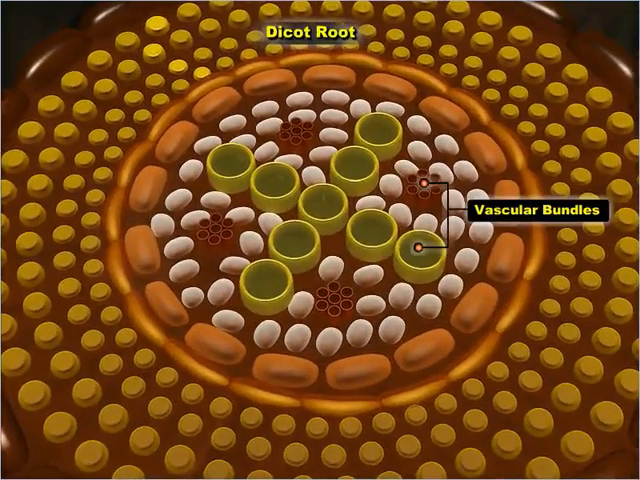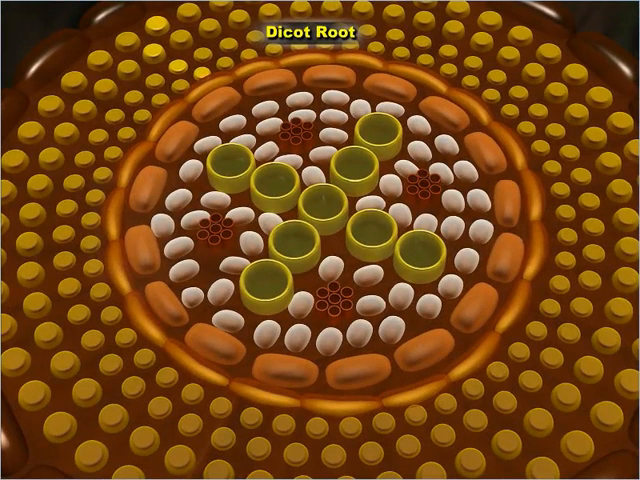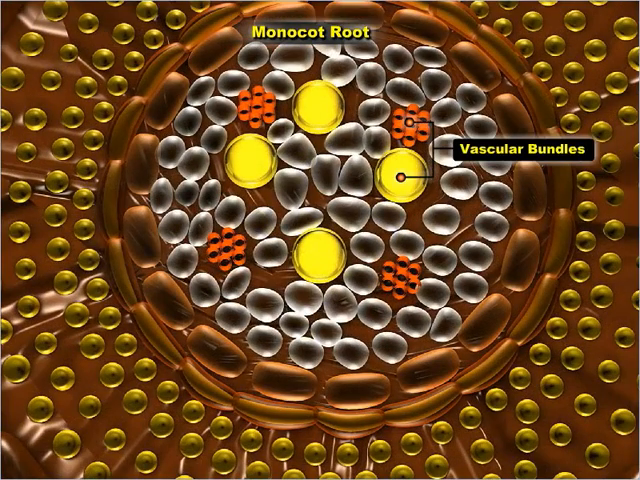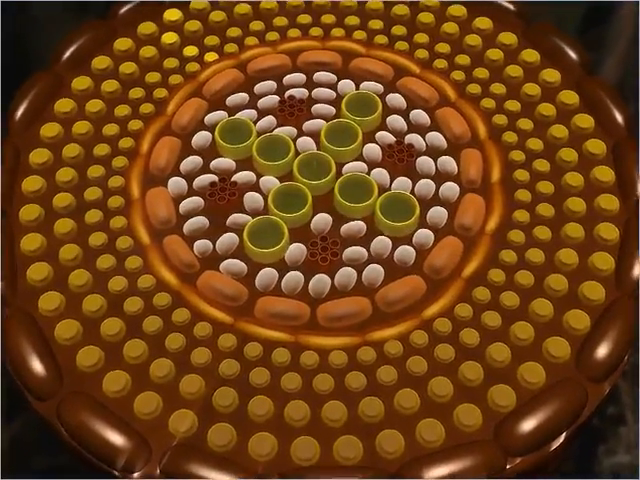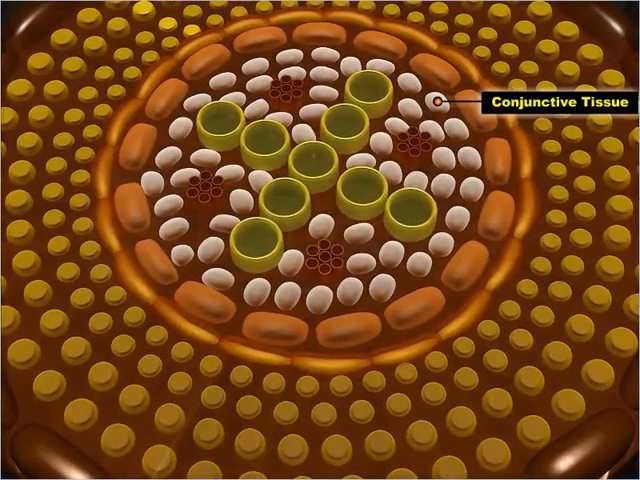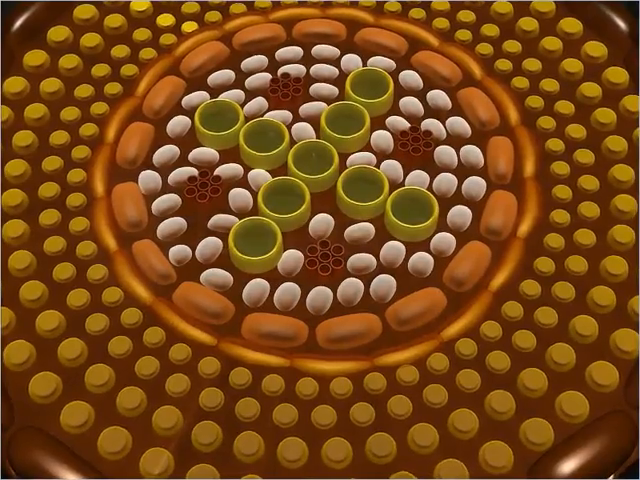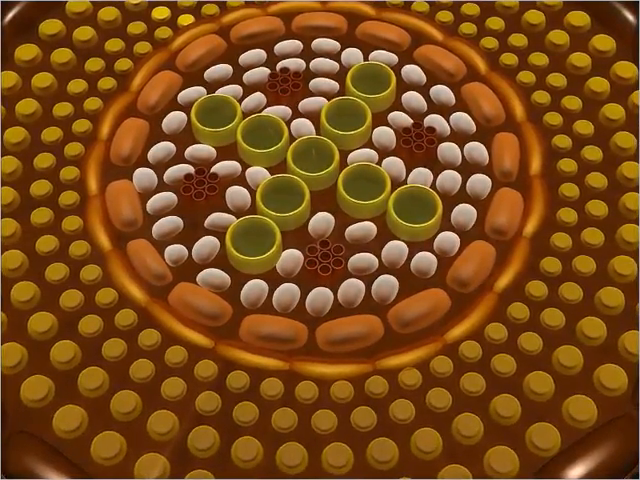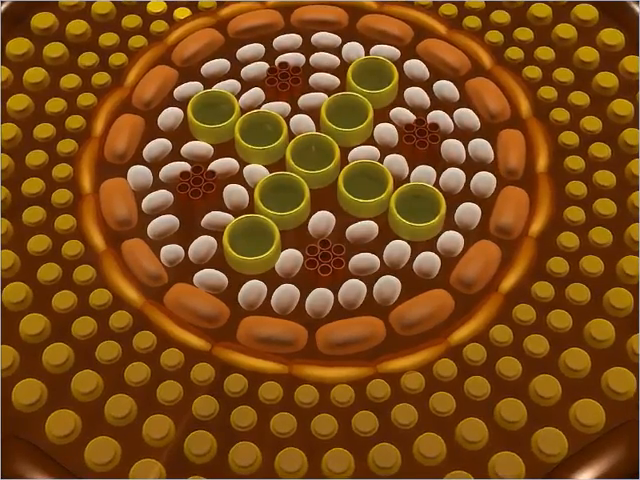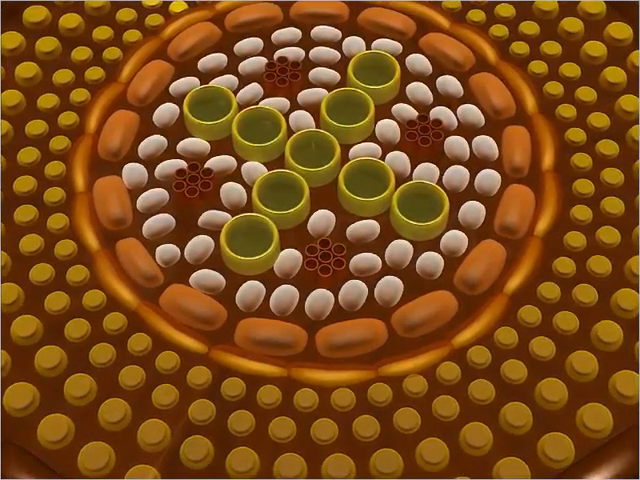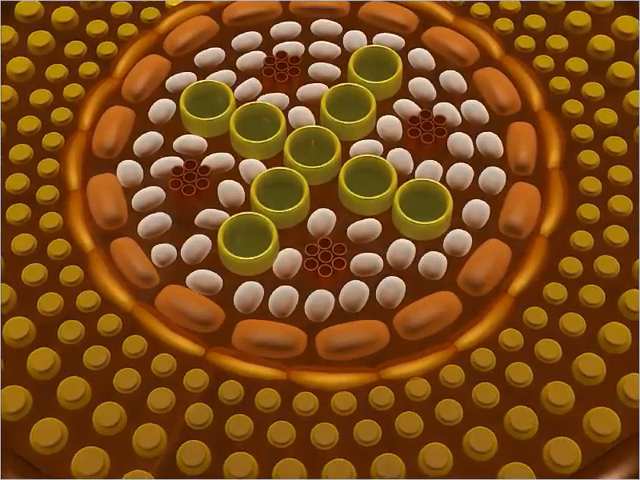The vascular bundles comprise the xylem and the phloem arranged in an alternate pattern. This arrangement of xylem and phloem bundles is known as the radial arrangement. The dicot roots are characterized by the presence of conjunctive tissue between the xylem and the phloem. This conjunctive tissue later forms the cambium and helps in the secondary growth of the plant.